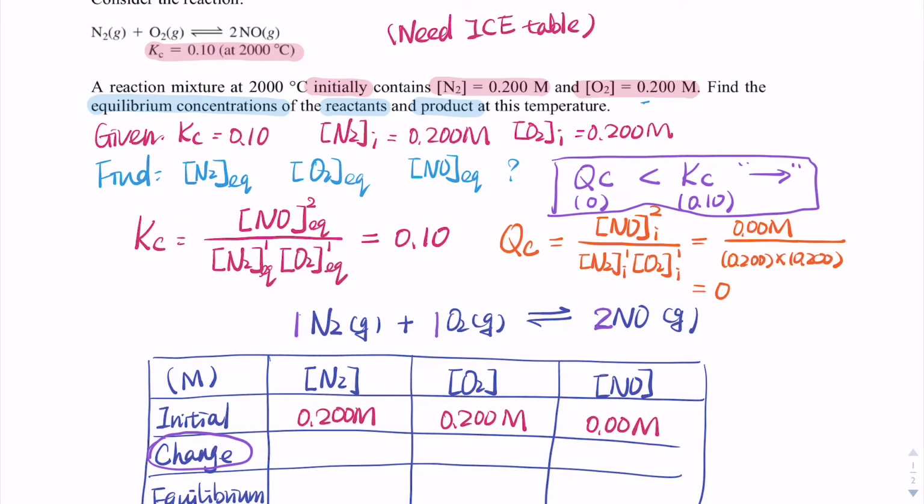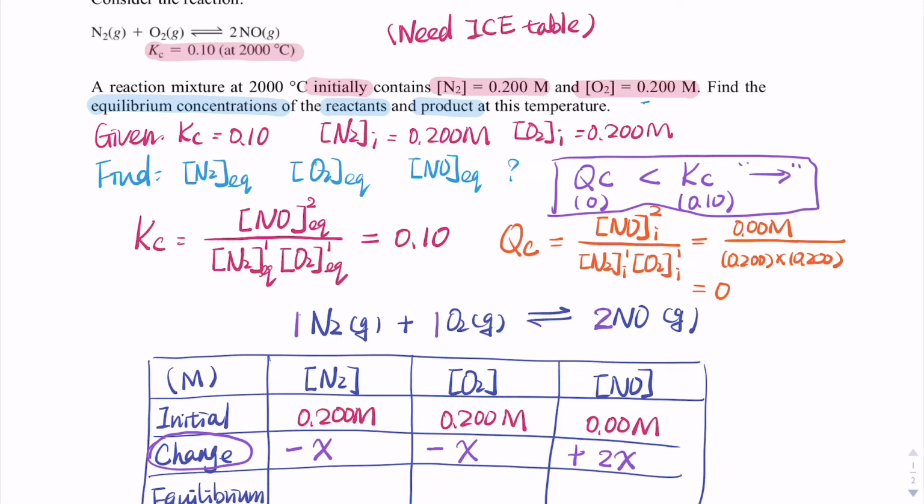When you consume reactants, the change is going to be a negative sign, right? It's getting less, and the product is going to be positive because you're making product. What's the changing ratio? It's 1 to 1 to 2. So if every 1x of N2 you use is a negative x, because it's a 1 to 1 ratio, you have to use a negative x of O2 as well, and then you're going to make 2x of NO. So it's 2x NO produced.